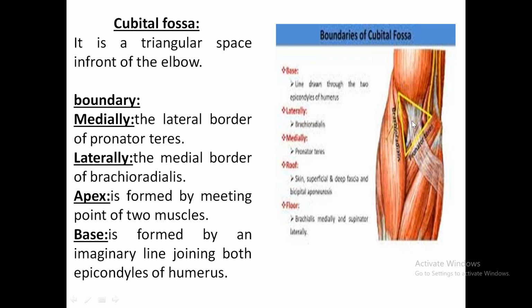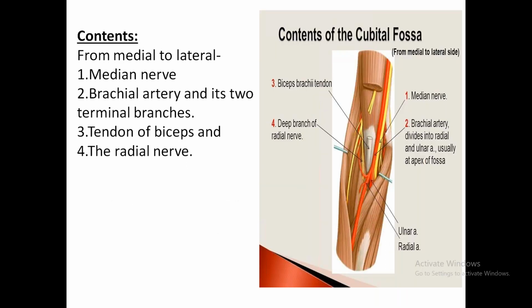This is a triangular space. Contents of the cubital fossa, from medial to lateral: median nerve, brachial artery with its two terminal branches, the ulnar artery and the radial artery, the tendon of the biceps, and the radial nerve. These are the contents of the cubital fossa.